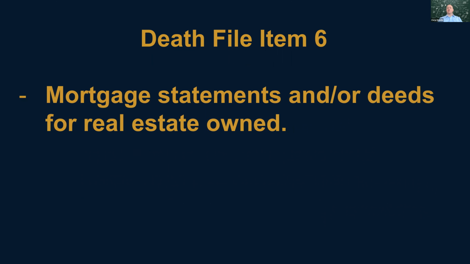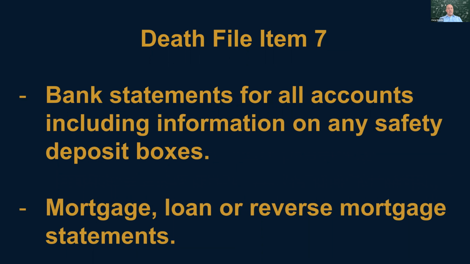You're going to want to make sure that there's a mortgage statement and any deeds for real estate that's owned in the file. Bank statements for all bank accounts, including any information on safety deposit boxes, another thing that is sometimes overlooked. And then any mortgage, loan, or let's say reverse mortgage statements that potentially could have been taken out against a property. So anything relative to loans or mortgages on a property, information about that property should be in the file.